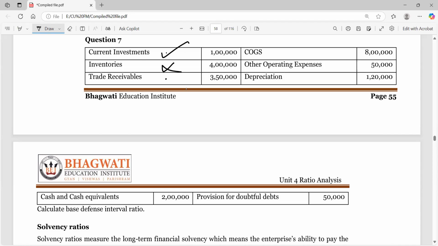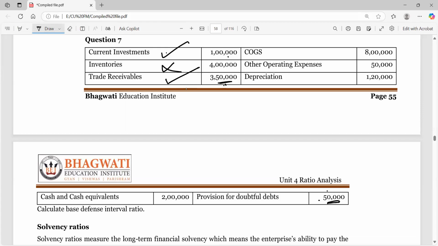Trade receivables should be included. But here trade receivable is 3,50,000. There is a provision for doubtful debts of 50,000. While calculating liquidity ratios, provision for doubtful debts should be subtracted. Right? Why? Because this 50,000 cannot be used for paying your current liability. Why? Because you're not expecting to receive it. You can't use this 50,000 for payment if you're not receiving it, right? So quick asset includes current investment, trade receivables, minus provision for doubtful debts.